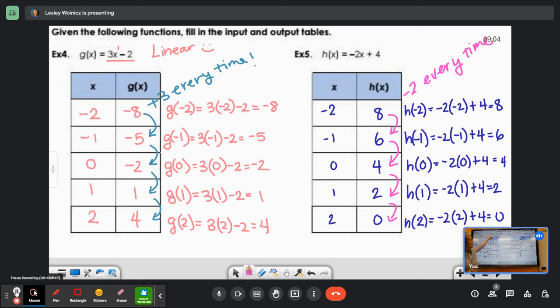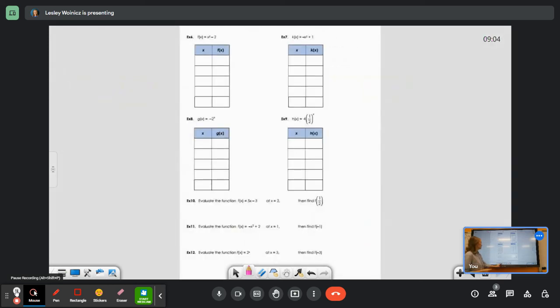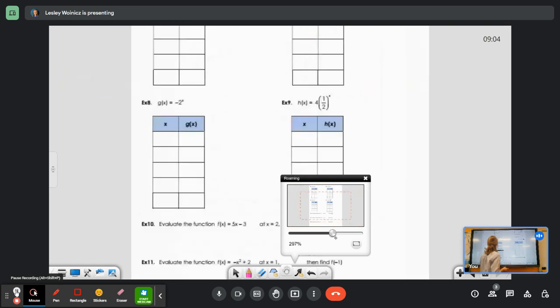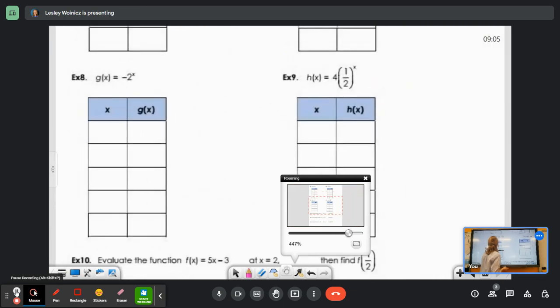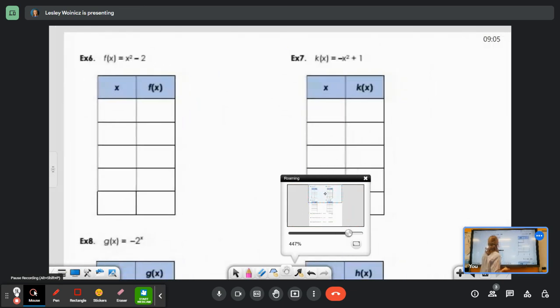Now, do you see that both of these are linear? Check out my powers. Highest power 1, highest power 1. So this is going to be common anytime we have a linear function. We're going to have a plus something or a minus something every single time. Okay, we're going to call that a common difference or a constant rate of change.